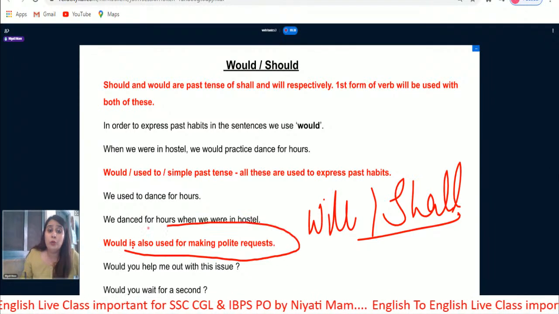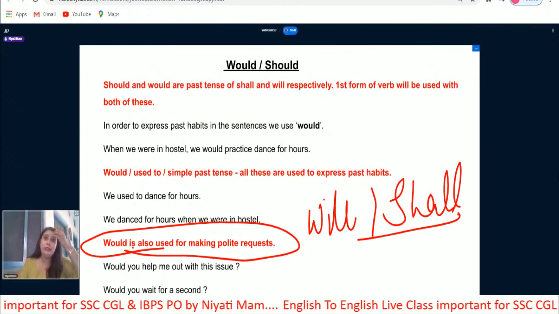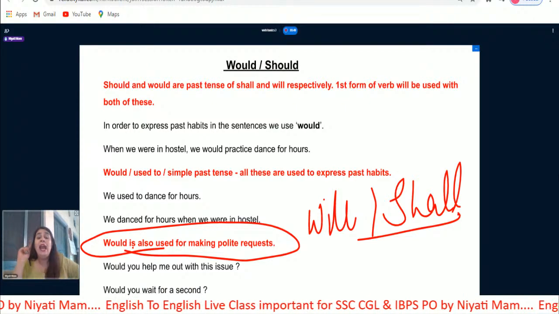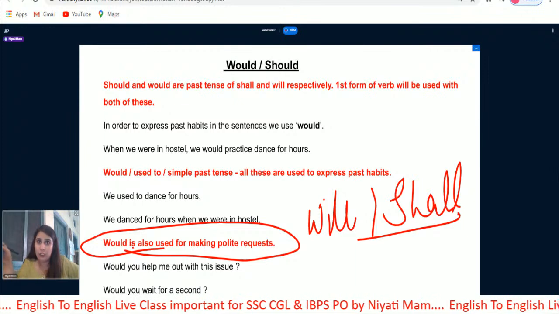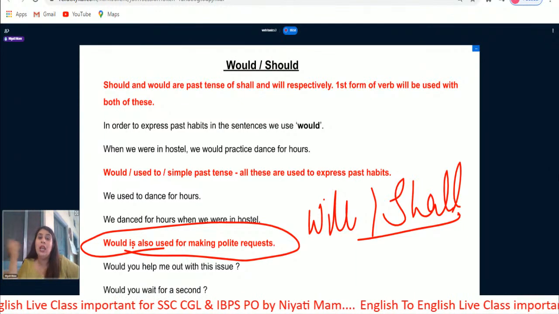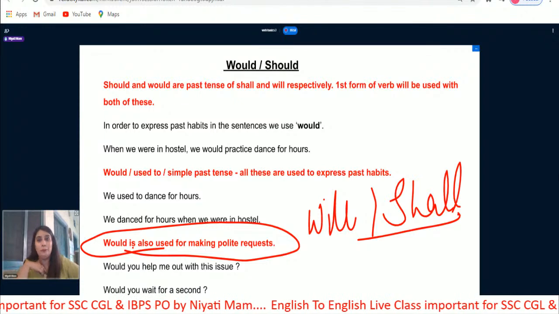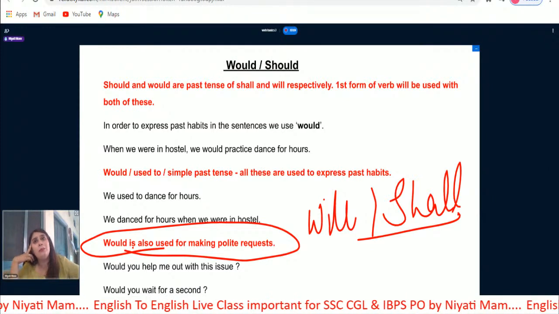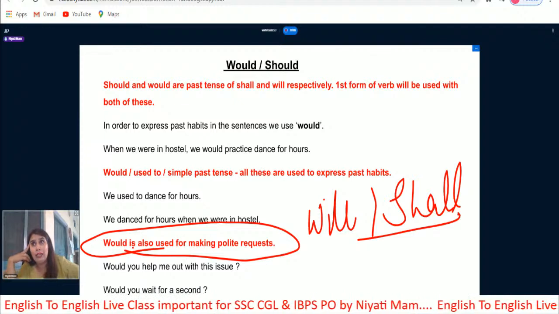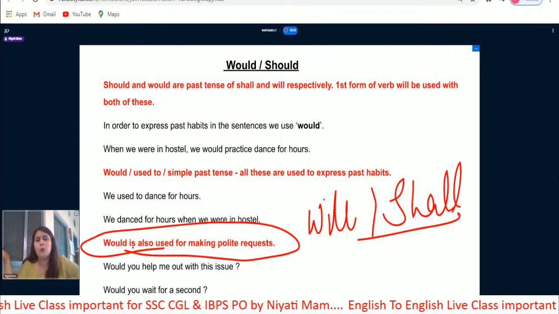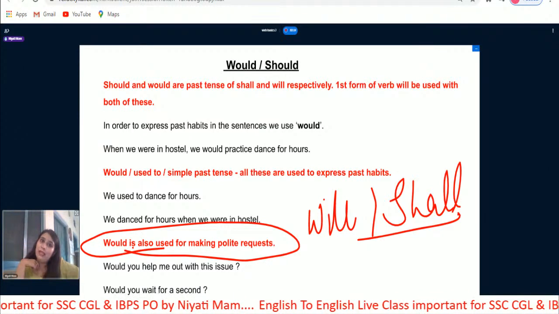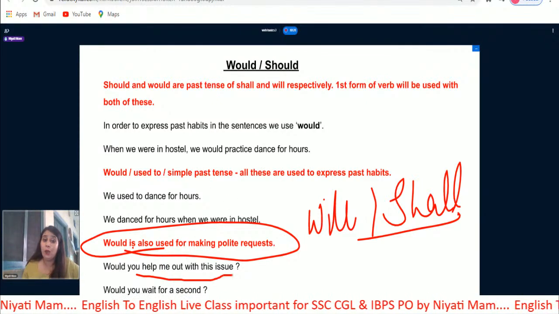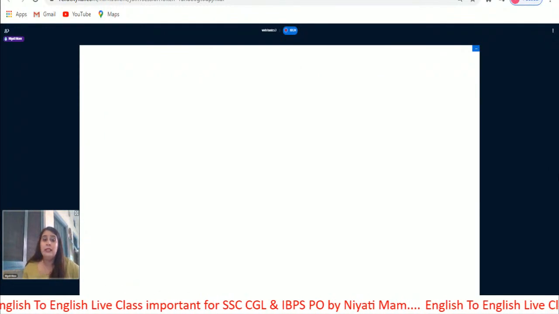Would is also used for making polite requests. There is a difference between casual requests, formal requests, and polite requests. When I'm talking with one of my seniors in office, I will say, could you just help me in this? When I'm talking to my friend, then I will say, can you please help me out in this? Or when I'm talking to some boy whom I don't know much and with whom I just want to be polite, then I'll say, would you just help me out? Right? So, would is also used for making polite requests. Would you help me out with this issue? Would you just wait for a second?